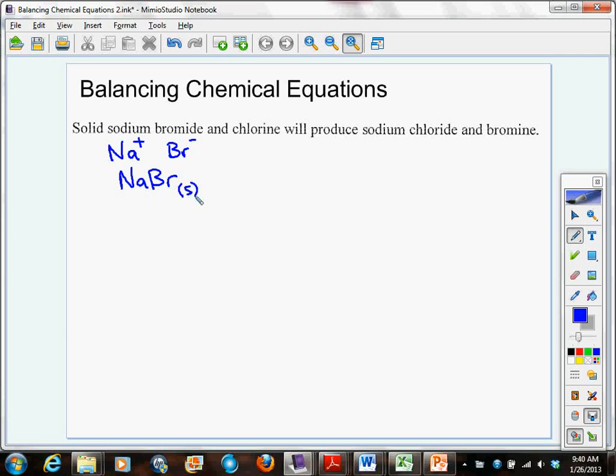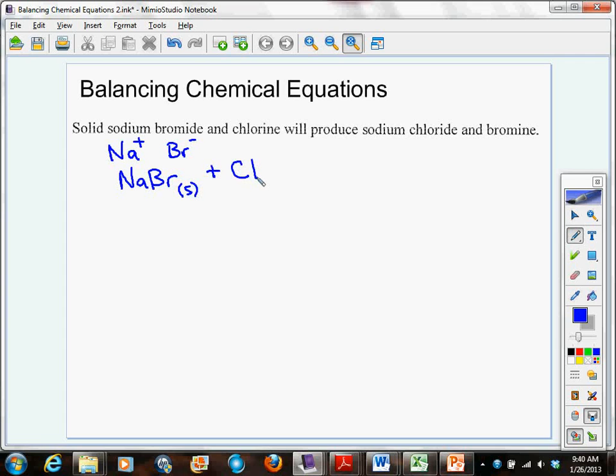And so we're going to mix that with chlorine gas. So with chlorine, remember chlorine's diatomic. You have to write it as one of the diatomics. And on the periodic table, it's written as a gas at room temperature.